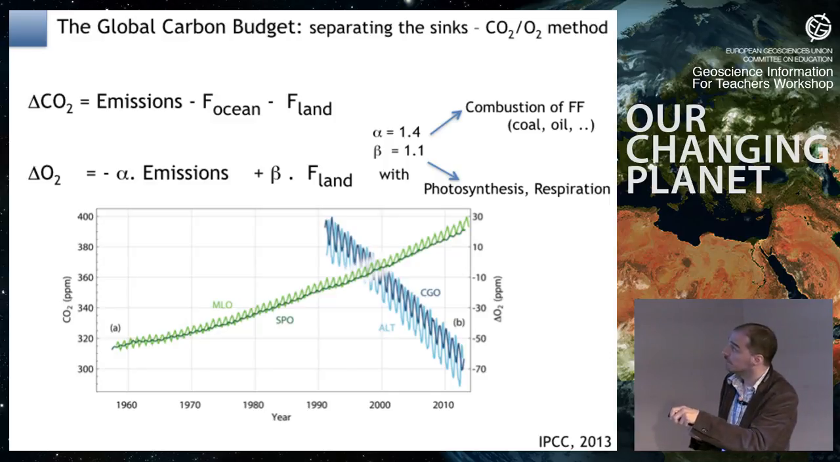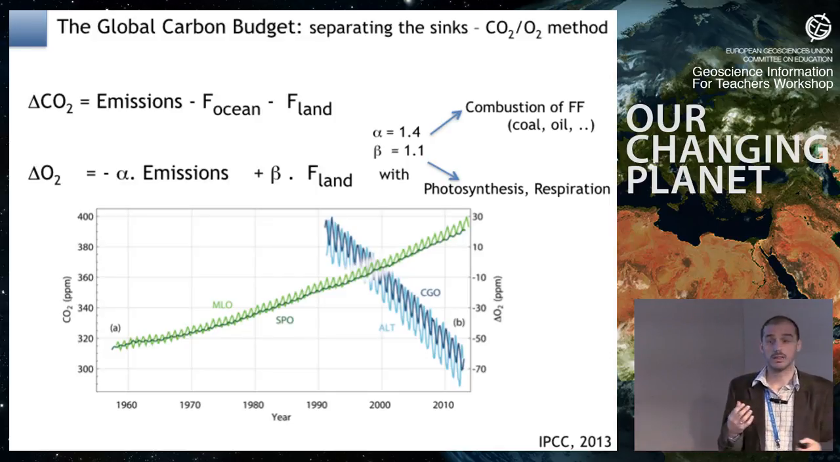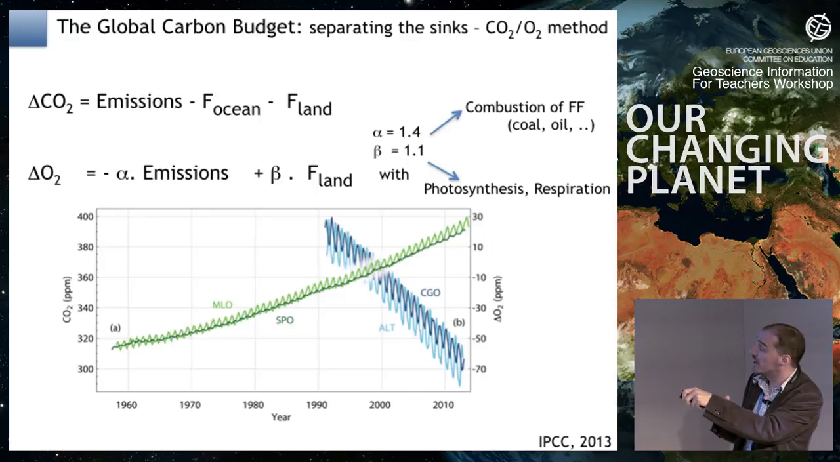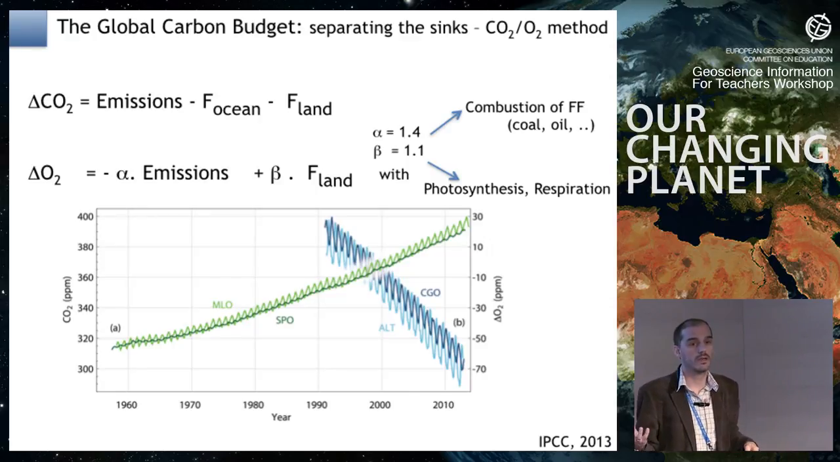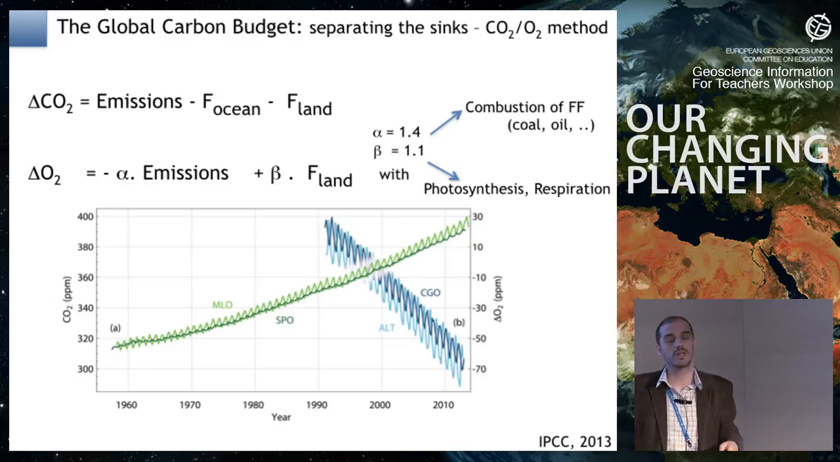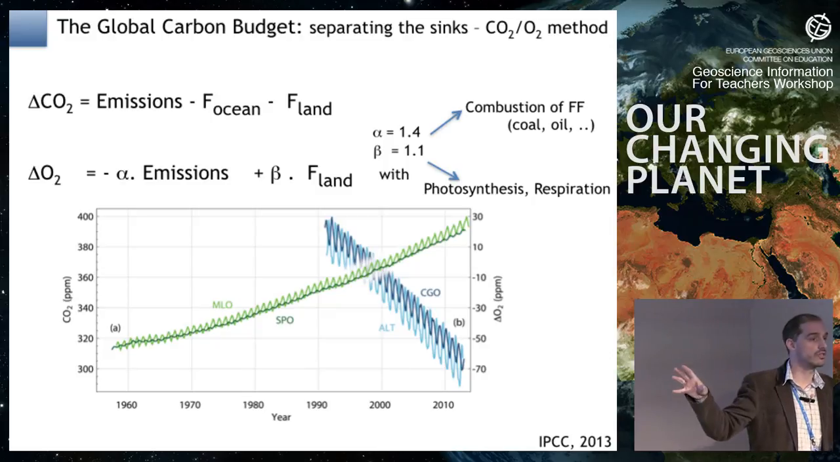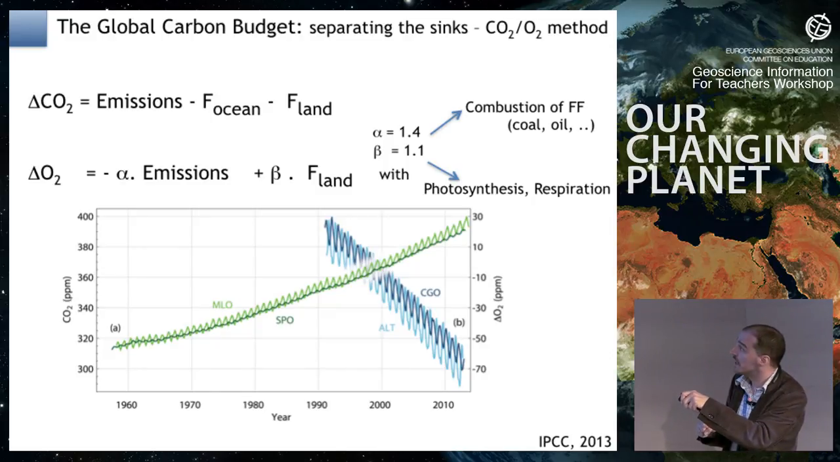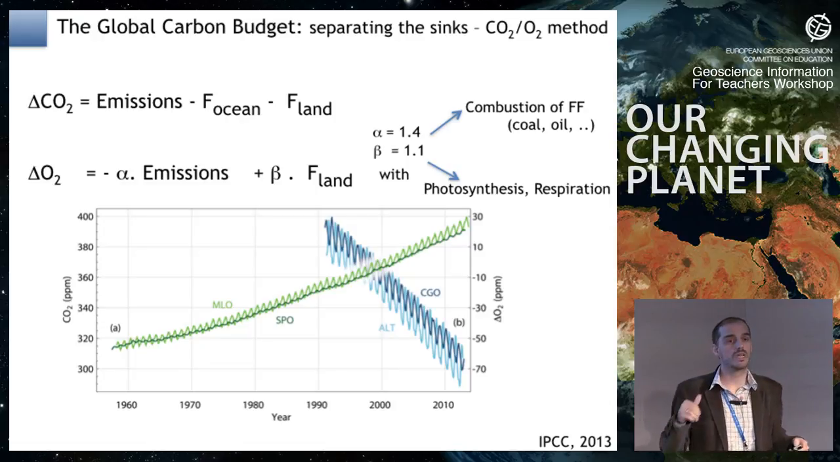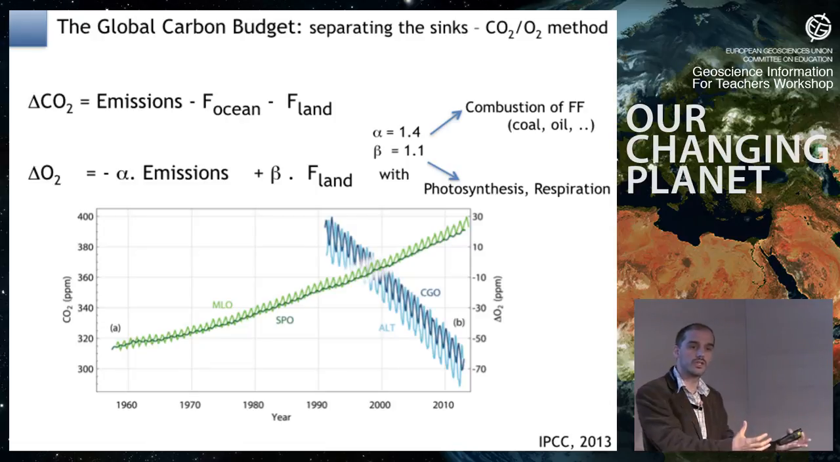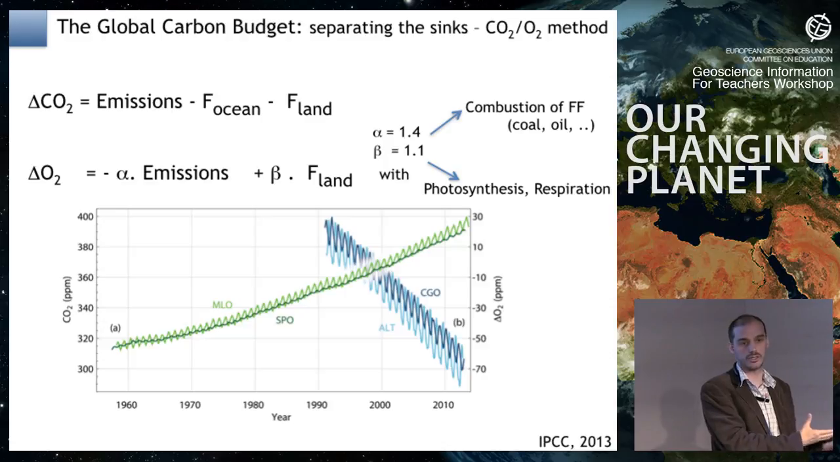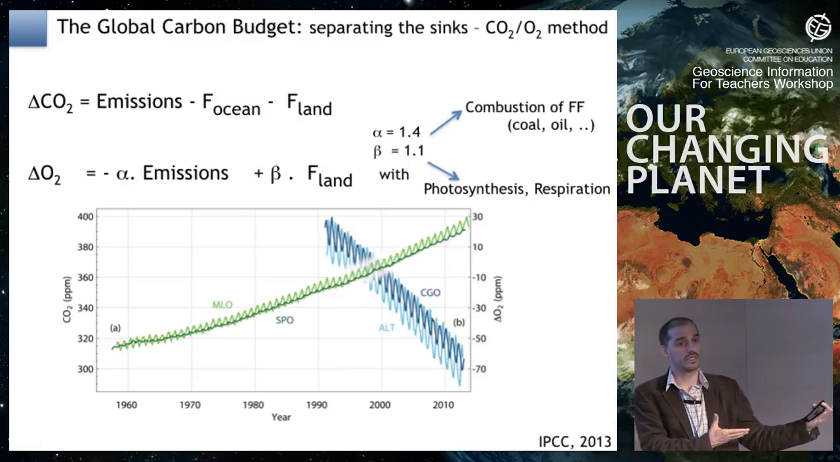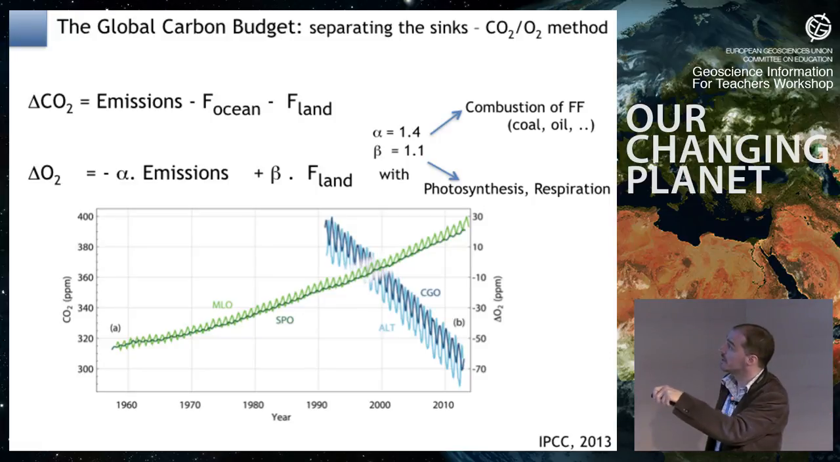And for the land sink, we know that the land sink is due to photosynthesis or respiration. And so any CO2 that is exchanged by the land will have an oxygen counterpart with a stoichiometric ratio that is close to 1, maybe a bit less than 1.1. That is the stoichiometric ratio for photosynthesis and respiration. So you know this beta and this alpha terms. And for the ocean, I will explain later, but the CO2 sink to the ocean does not imply any oxygen exchanges. So there's no oxygen exchanged by the ocean parallel to the CO2 sink. So you don't have a third term in this equation.